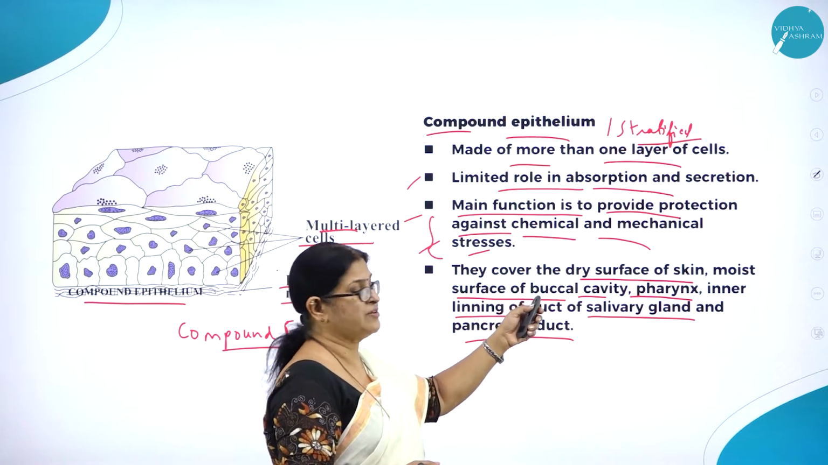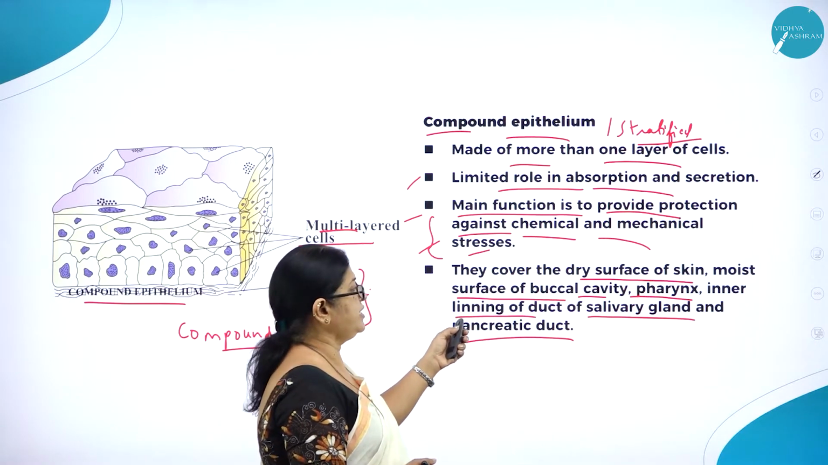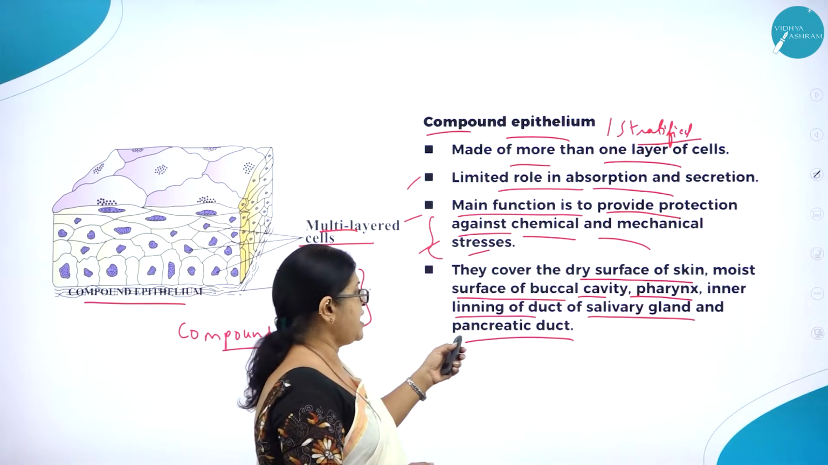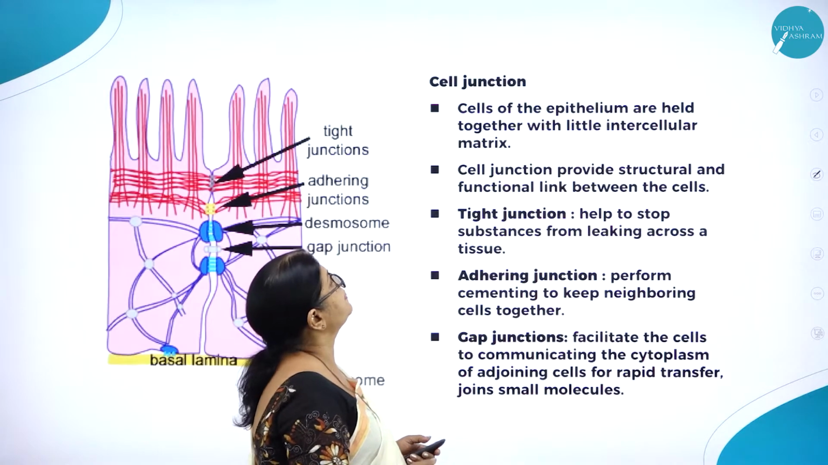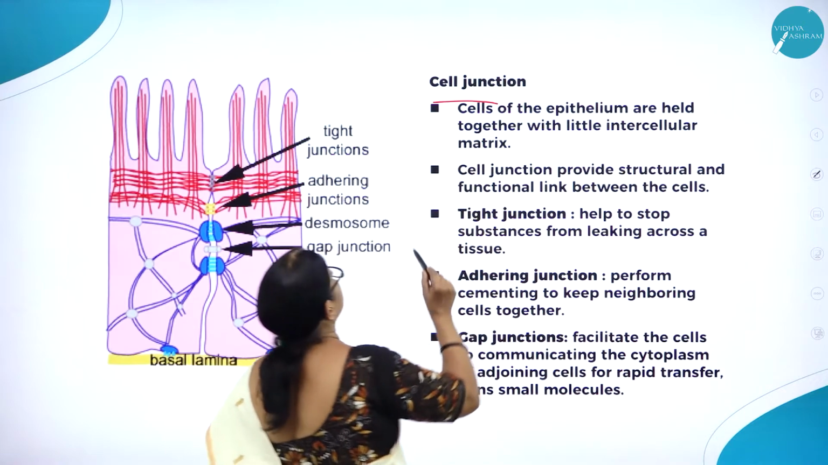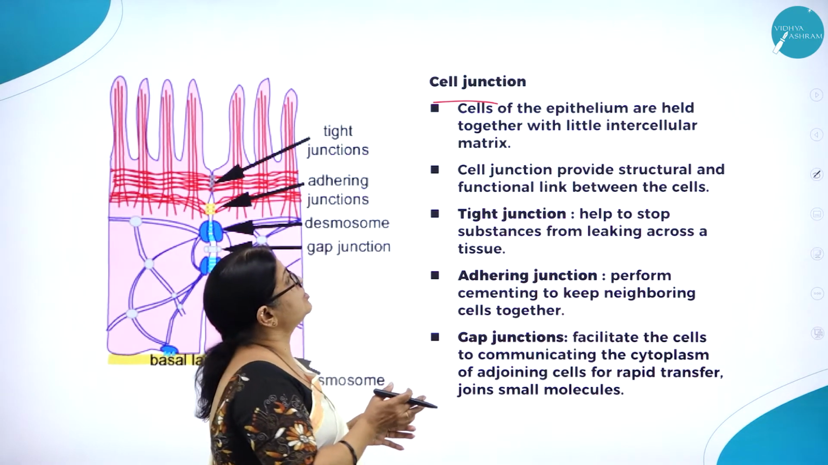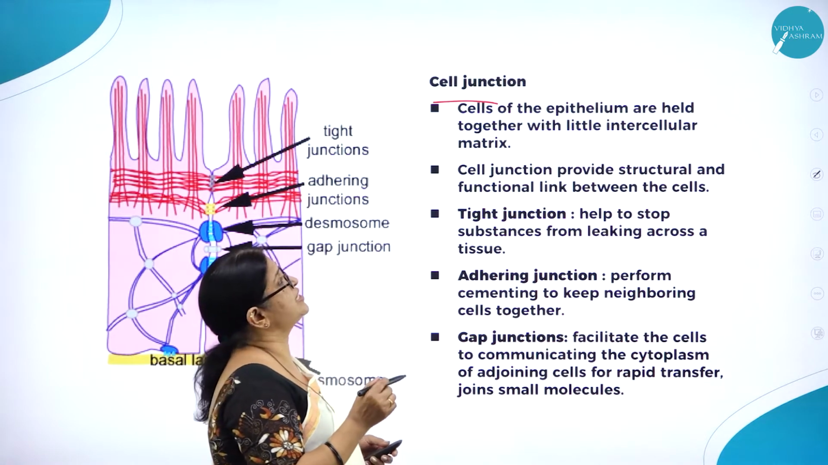They cover the dry surface of skin, moist surface of buccal cavity, pharynx, ear, inner lining of duct of salivary gland and pancreatic duct. Moving on to a very important concept called cell junctions. The very word itself will tell. Junction is a region where it meets. So what is cell junction?